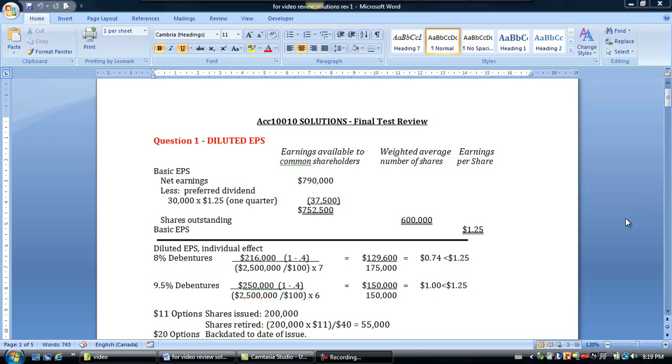This question is based on what you did for your final test review, so it would be helpful if you had that problem in front of you so that you could see the data and you'd be able to walk through the solution with the video.